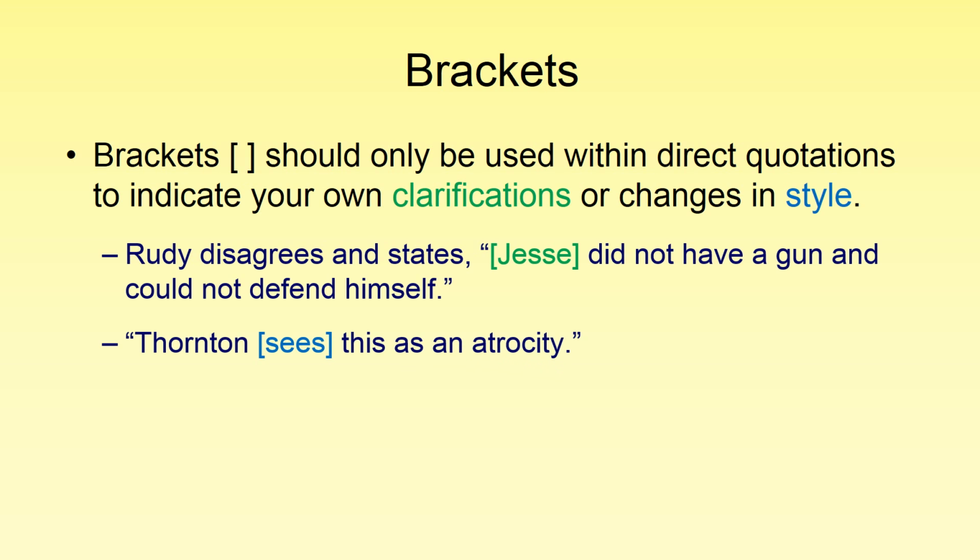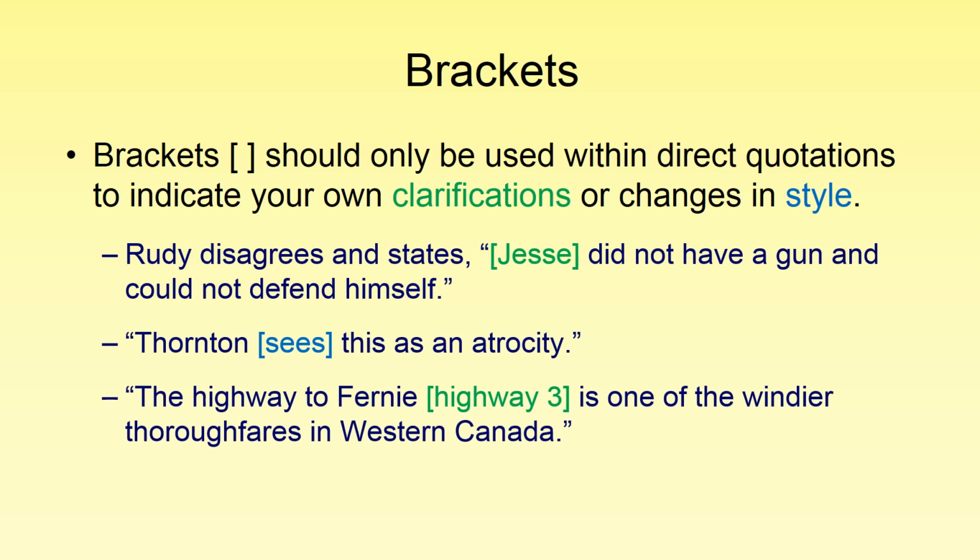And our final example, the highway to Fernie, Highway 3, is one of the windier thoroughfares in Western Canada. Well, you'll note that Highway 3 was added, and it might not have been part of the original document at all. But it is the highway to Fernie, so we can add in Highway 3 here for clarity.